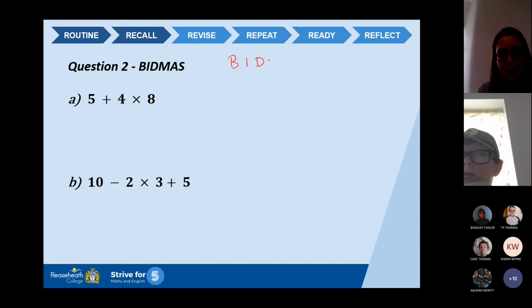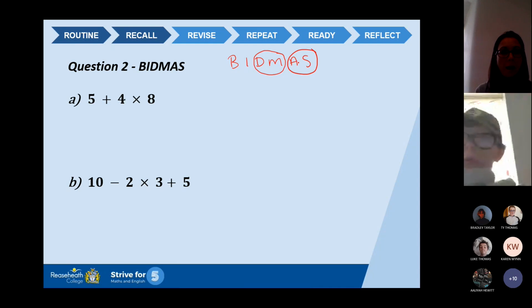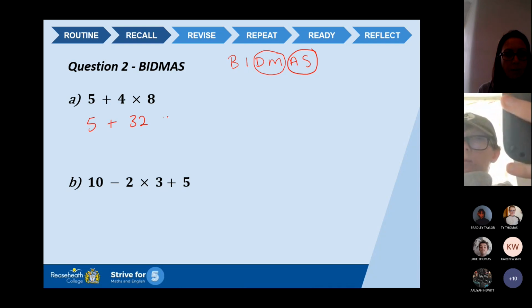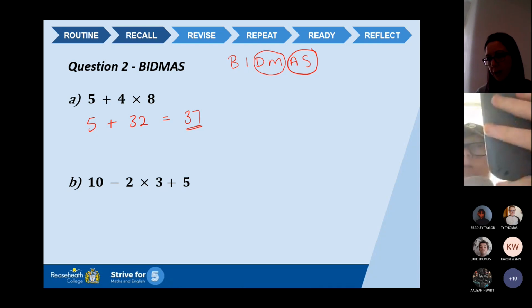So I'm just going to explain again, because my classes probably all know this now, but divide and multiply are equal. They go together. They're like a little married couple and they do everything first, okay, but they are equal. Add and subtract are also equal. Divide and multiply comes before add and subtract. So we've got multiply here. 4 times 8 is 32. 5 plus 32 is 37. Thought I'd got that wrong for a minute. Okay, good. So lots of people got 37 for that one.